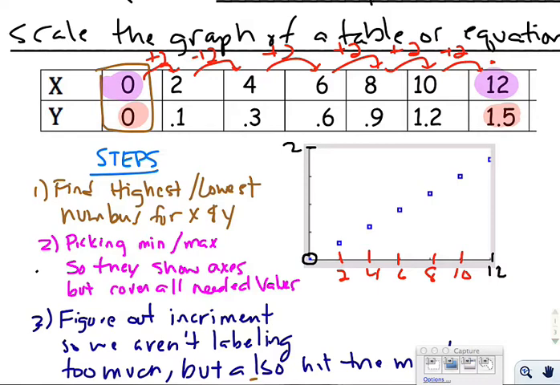Now here's an exercise and kind of what we talked about in the opener. You can't use just the numbers in the table. You have to use the same number every time. So this one's actually counting by 0.5s.